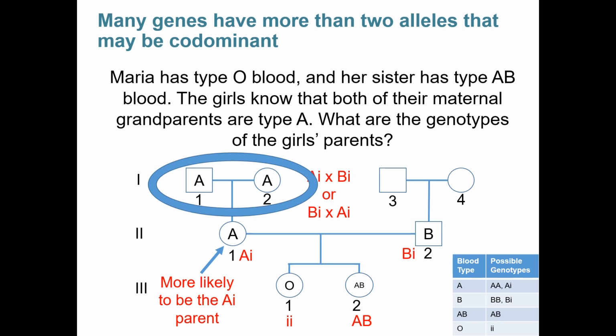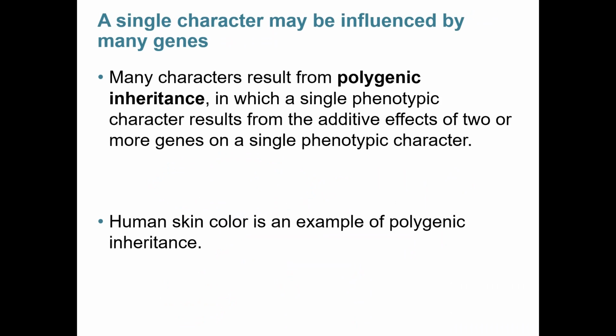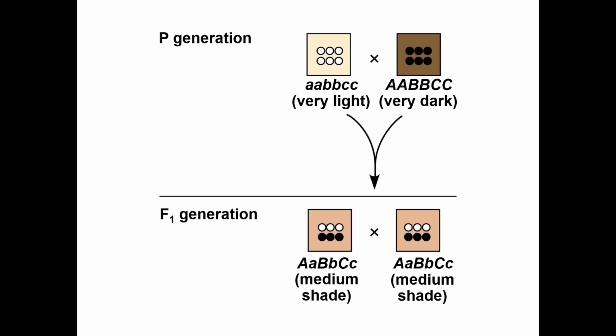Up until this point, we've assumed that everything that we see is based off of a single gene, but that's often not the case. Many characteristics result from polygenic inheritance. This is where a single phenotype results from the additive effects of 2 or more genes, and this is very common. An example of that is human skin color. Human skin color is controlled by 3 different genes, in this example A, B, and C.